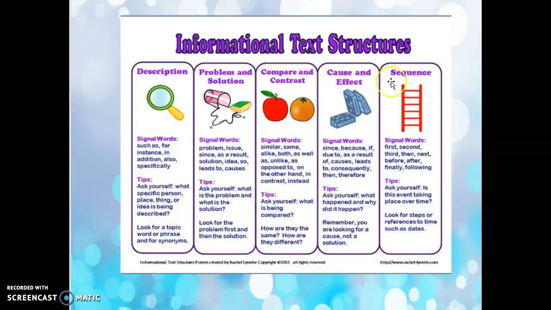And then you have sequence. Sequence are things like directions, tutorials, steps. This is basically asking when things are going to be completed. You have to ask yourself, is this event taking place over time? And remember, sequence has all different types, right? Like chronological, things that have like a timeline, right? Things are going in a sequence.